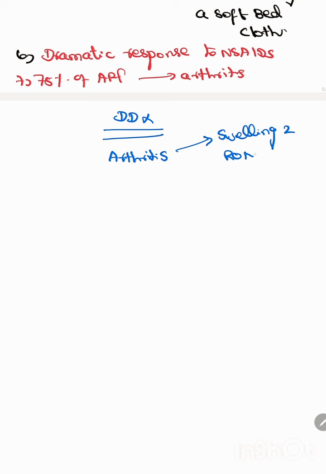Next, what are the differential diagnoses for arthritis in acute rheumatic fever? Any arthritis in children, arthritis meaning there should be swelling and restriction of movements. Any arthritis in children, you have to classify into two: first, whether it is monoarthritis or polyarthritis.